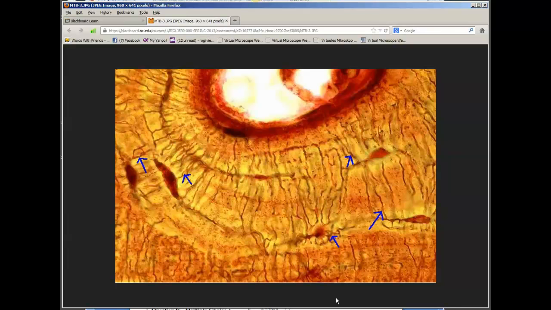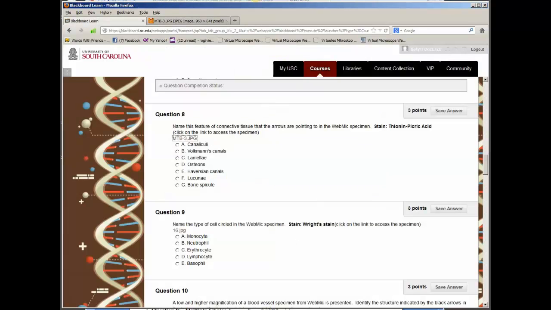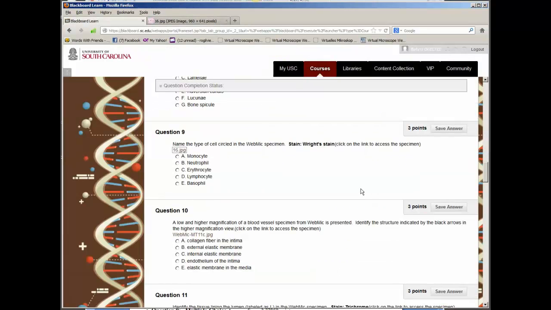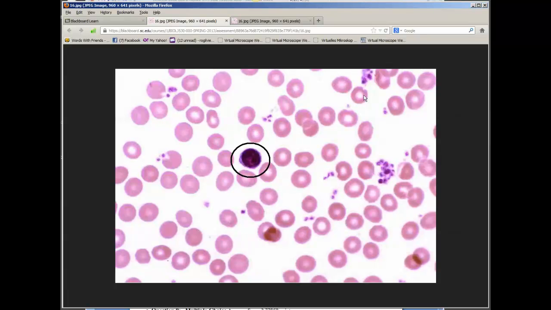Okay, so we'll go to the next question here. From that, you would have chosen canaliculi. So the next question, you're asked to name a cell type circled in the specimen. You're given white blood cell choices. So now you've got to be thinking about the various characteristics of the white blood cells. Here you have your erythrocytes. It looks like a pretty normal blood smear. You've got a clump of platelets over here and some isolated platelets around. And this is the cell in question.